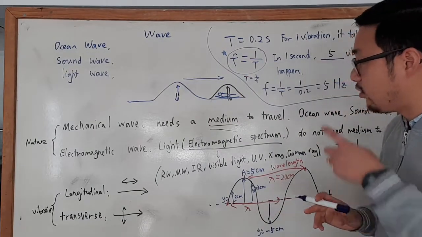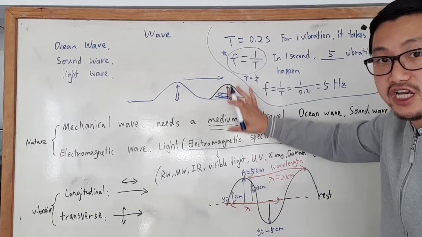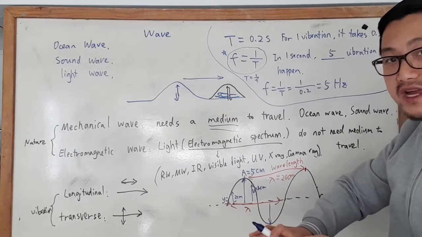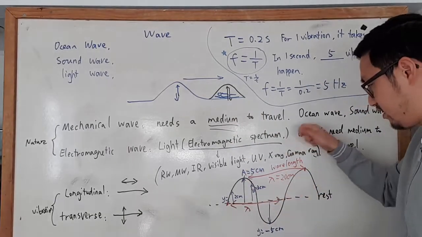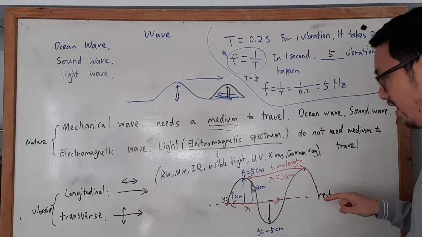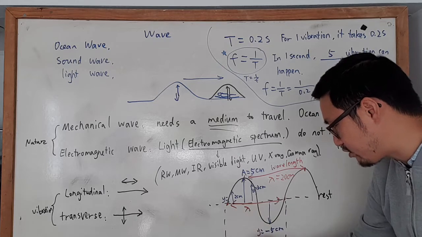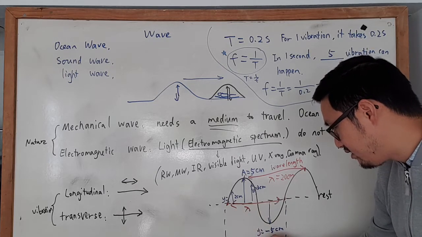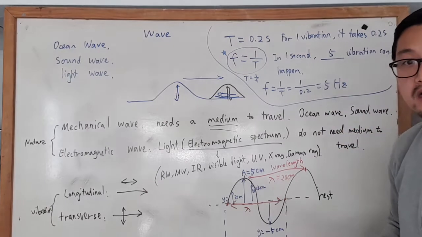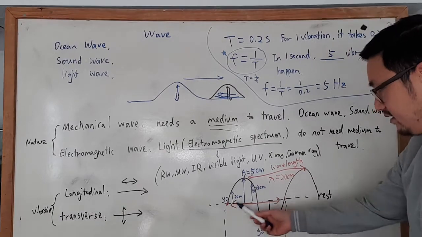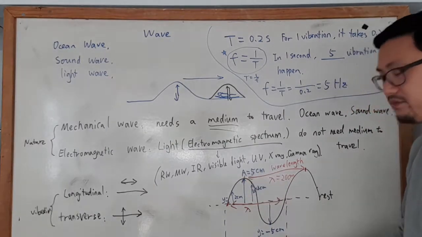All right, so last thing I want to talk about is how we link this vibration to the wave. If you have one vibration, it's going to create one wave. If you have another vibration, it's going to create another wave. So the time taken for this wave to be created is going to be one period. The reason is because this is one vibration, and the time taken for one vibration is one period.